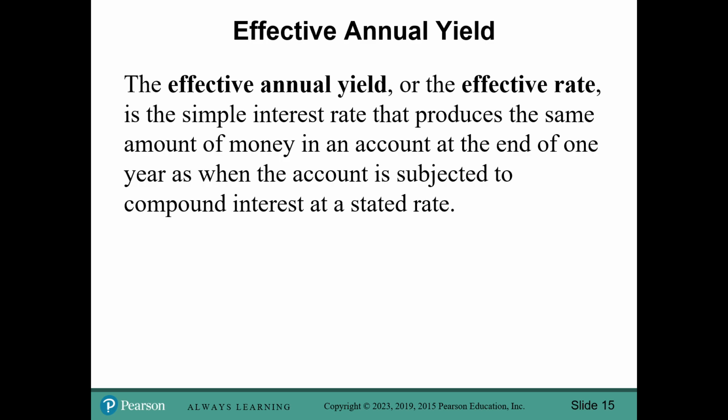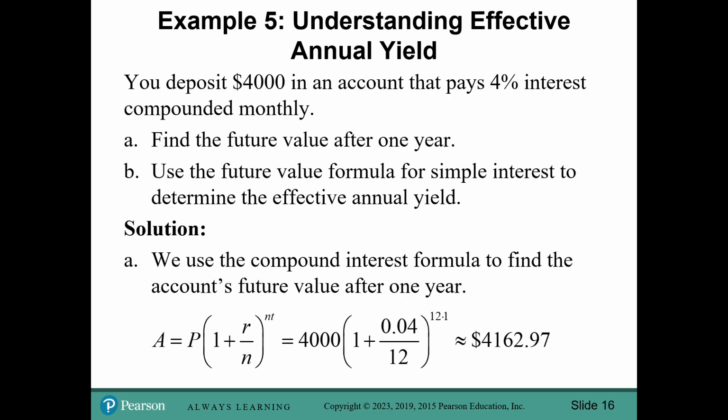All right, the effective annual yield, or the effective rate, is the simple interest rate that produces the same amount of money in an account at the end of 1 year as when the account is subjected to compound interest at a stated rate. Okay, so let's look at and try to understand what we're talking about here. We are going to deposit $4,000 in an account that pays 4% interest compounded monthly. Let's find the future value after 1 year. Then we're going to use that future value formula for simple interest to determine the effective annual yield.